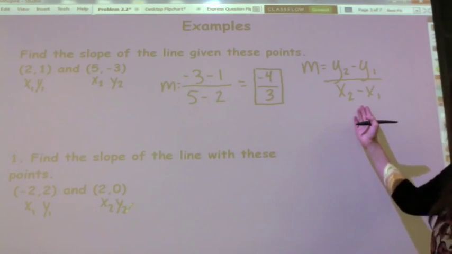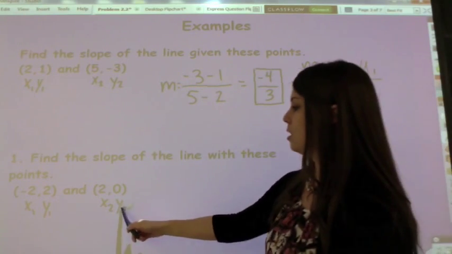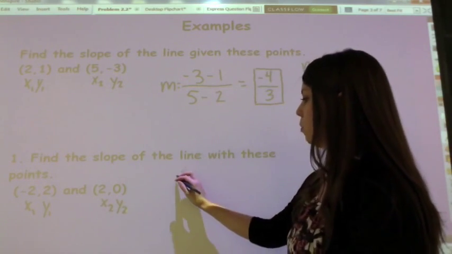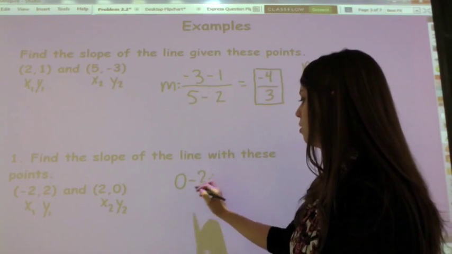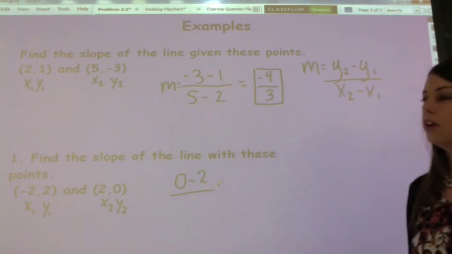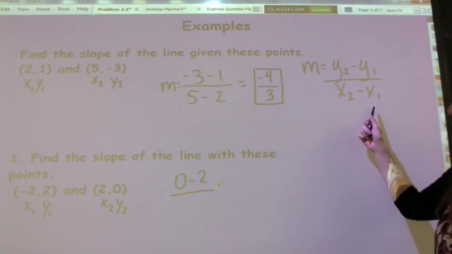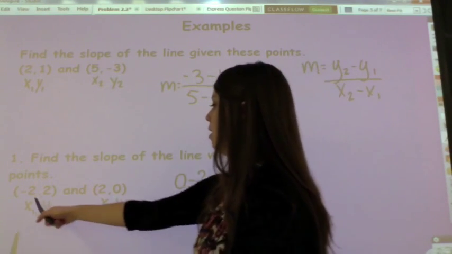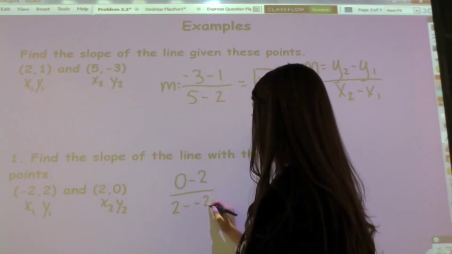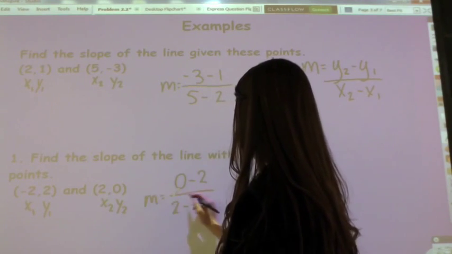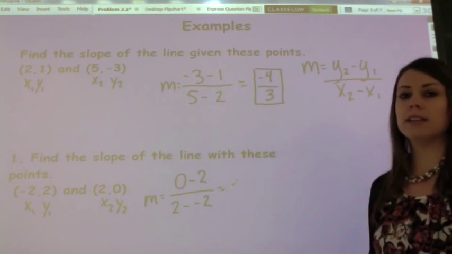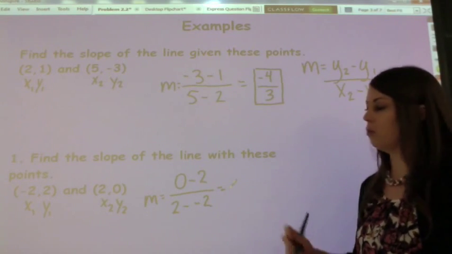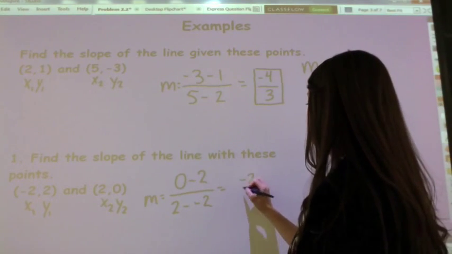So y2 minus y1. y2 is 0 and y1 is 2. So we have 0 minus 2 over our x2 minus x1. x2 is 2 minus x1 is negative 2. And now we're ready to do the math. What is 0 minus 2? Well, 0 minus 2 is negative 2.